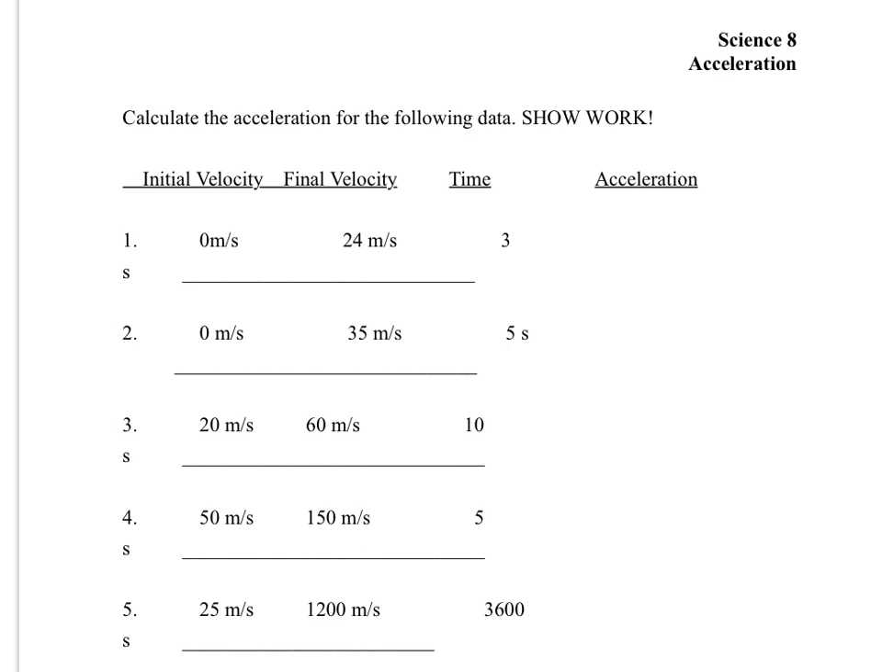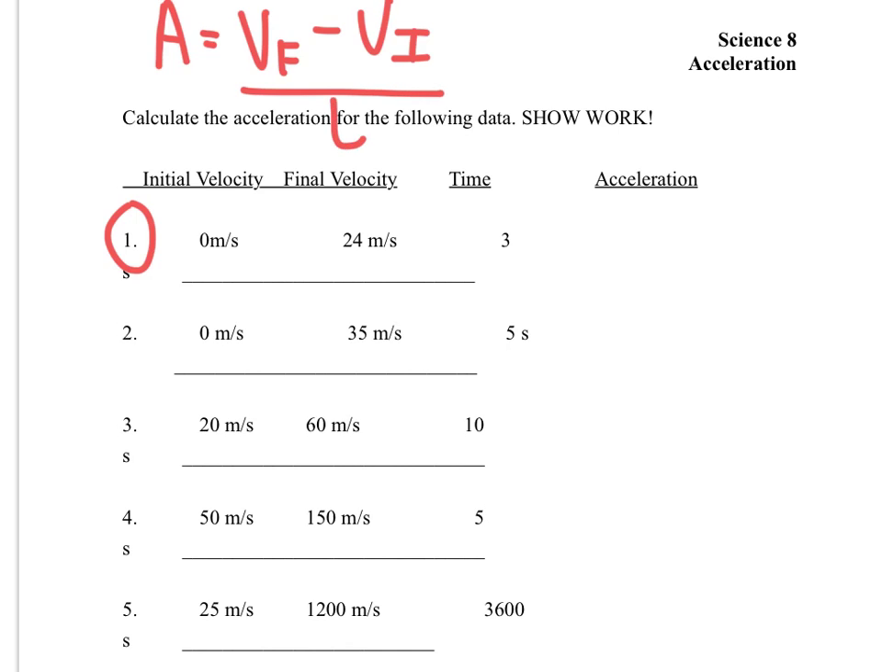I'm going to start with number 1. If you remember, acceleration is final velocity minus the initial velocity divided by the time. So it's basically the change in speed divided by the amount of time. So if we go to number 1, I'll do 24 minus 0, final velocity minus initial velocity divided by time. So it's 24 divided by 3, and it's 8 meters per second squared.